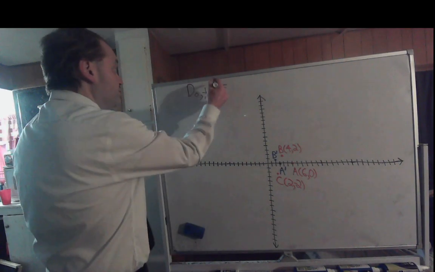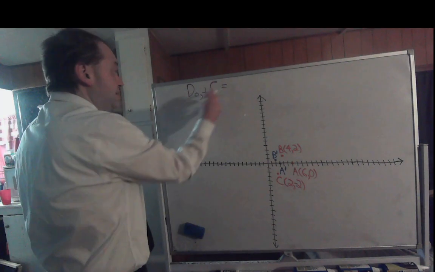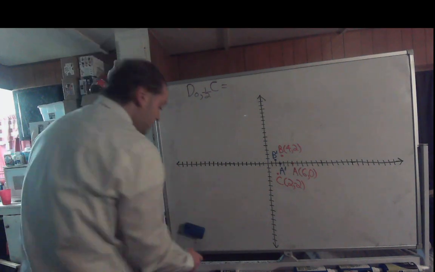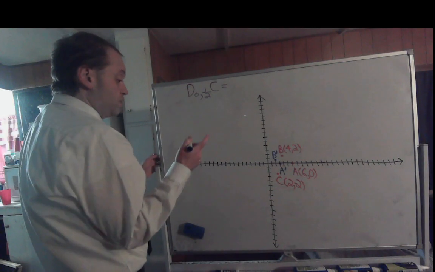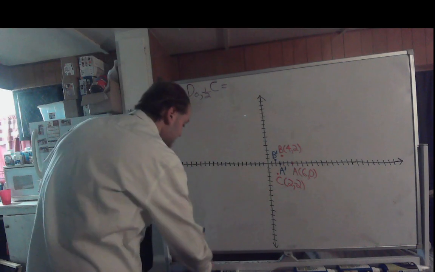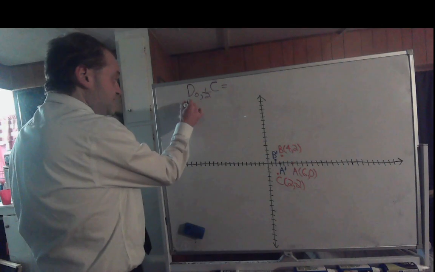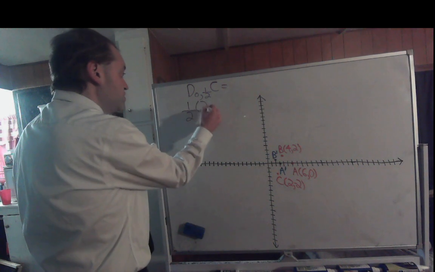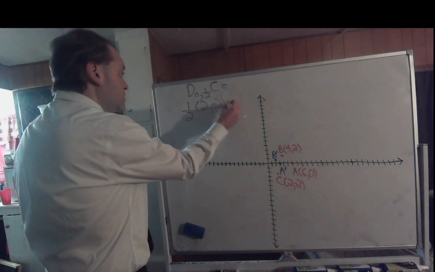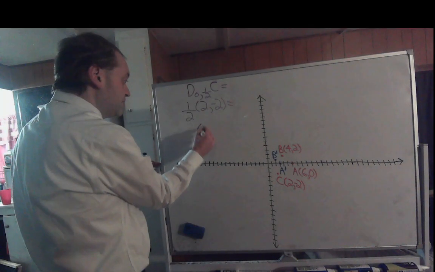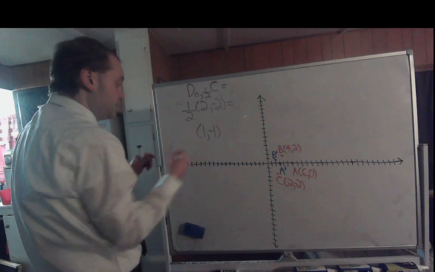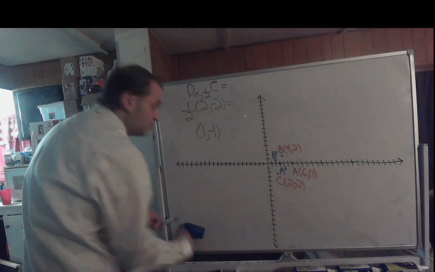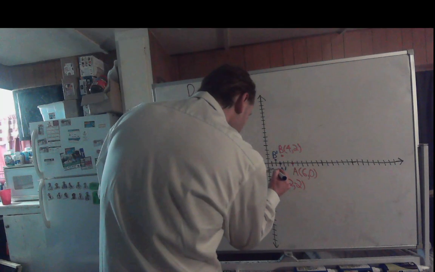Let's dilate through the origin at point C by a scale factor of 1/2. So if I do that, I'll just take half, that is the scale factor, times the coordinates for C, which are 2, negative 2. Well, that would give me C prime located at 1, negative 1. So C prime you will find at the coordinate 1, negative 1.